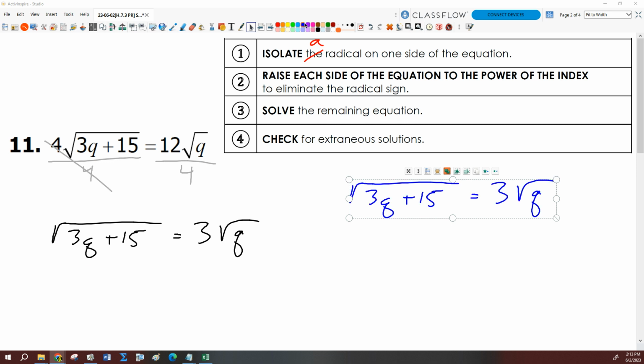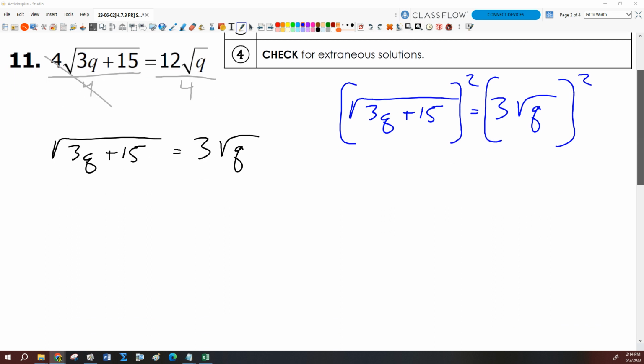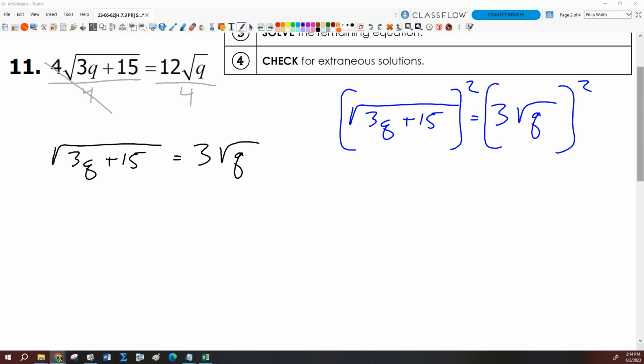Okay, so if I square both sides here, what do I get on the left side? 3q plus 15. Yeah, I just undid the radical, right? So 3q plus 15. Now, what do I get on the right side?